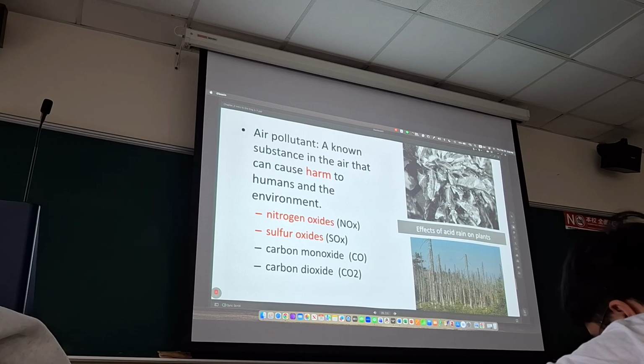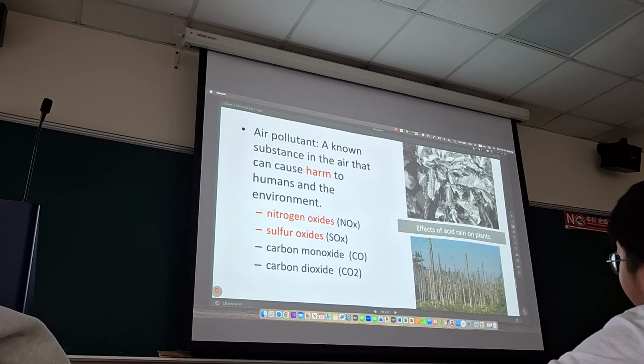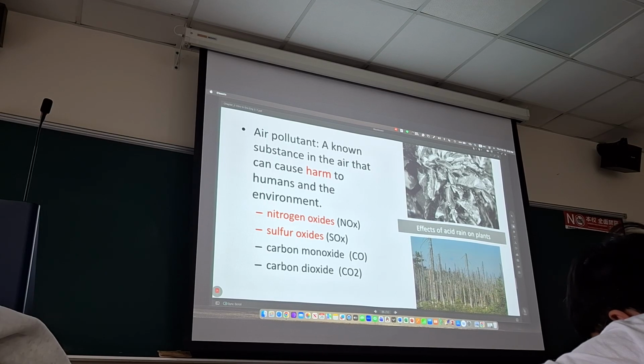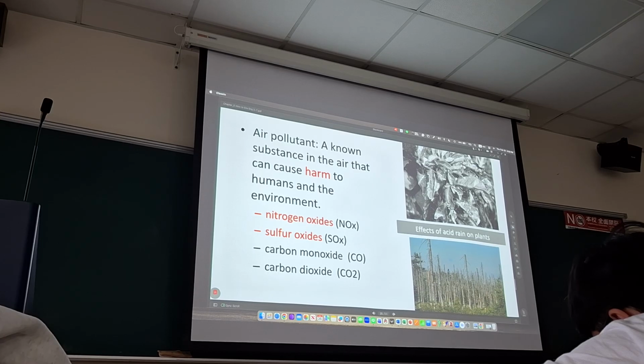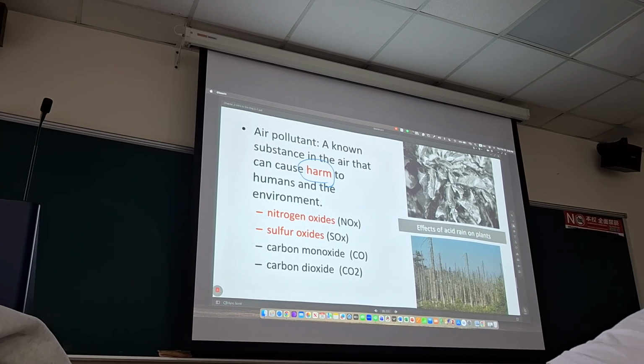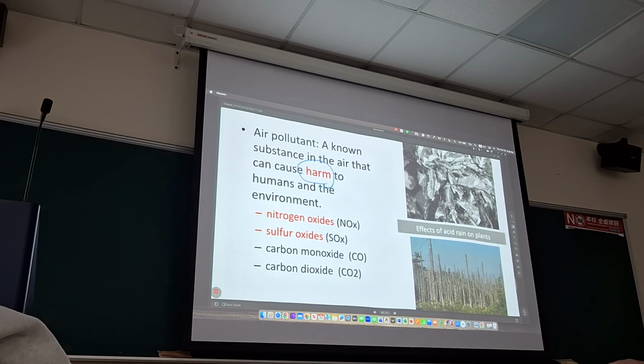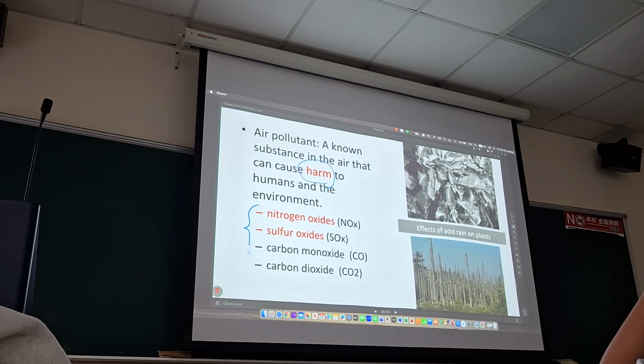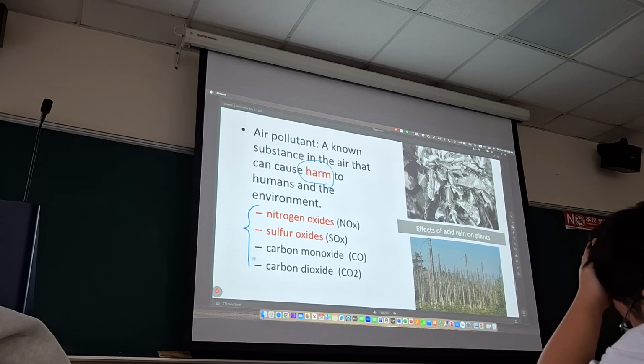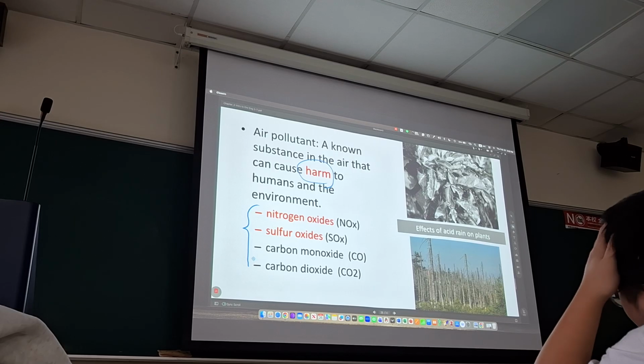Okay, so this slide defines the air pollutants. Air pollutants means a substance in the air that can cause harm, not just for humans, but for all the living things in our environment, in our ecosystem. These are the four major air pollutants that we need to take care of, including nitrogen oxides, sulfur oxide, carbon monoxide, and carbon dioxide.